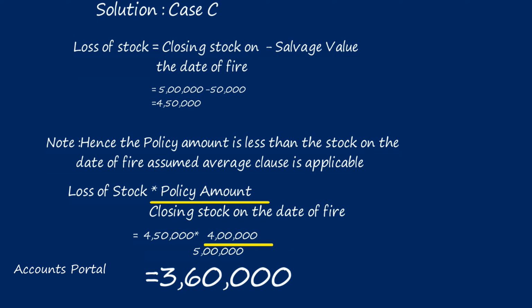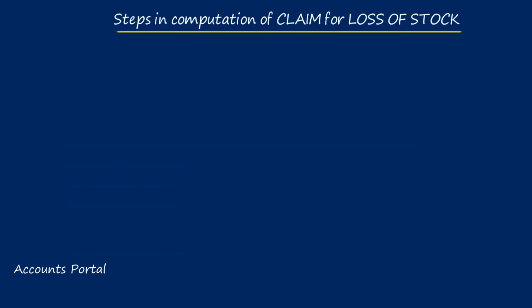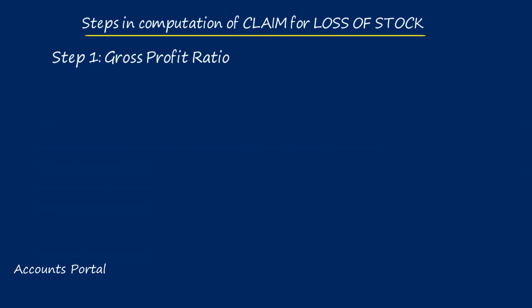Now, we'll go over 4 simple steps and take detailed notes on what we learned in the previous 2 sessions. Steps in computation of claim for loss of stock. Step number 1, computation of gross profit ratio. You may ask, sir, why we require gross profit? When we prepare the memorandum trading account, we need gross profit so that we arrive at closing stock as a balancing figure. Further, we require the gross profit ratio.